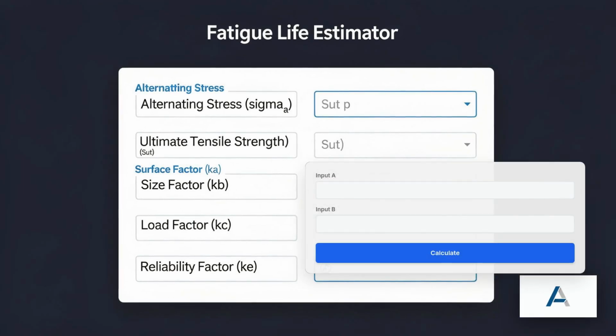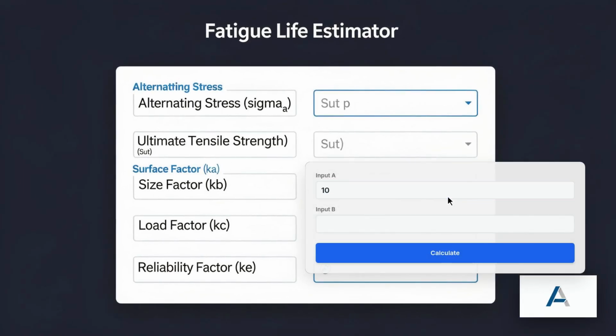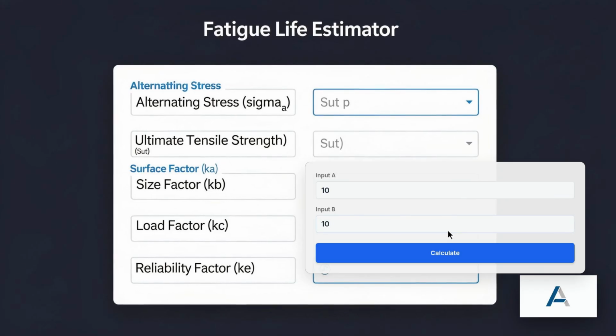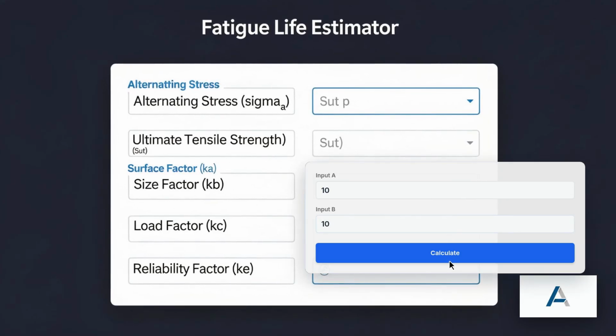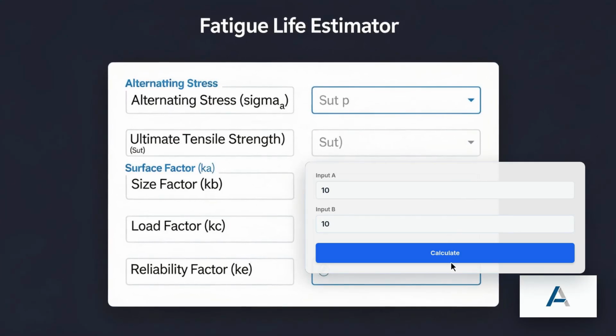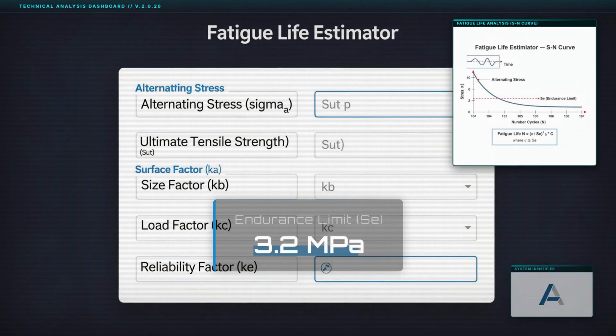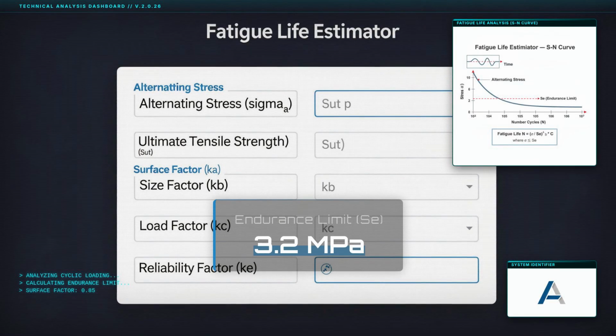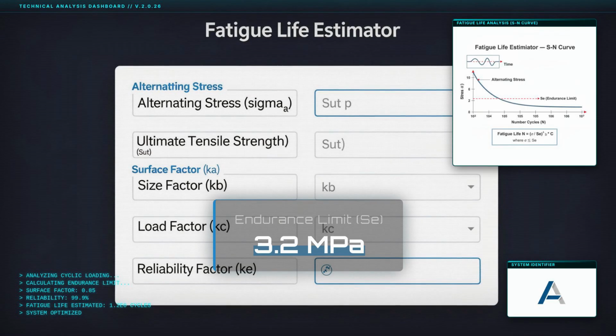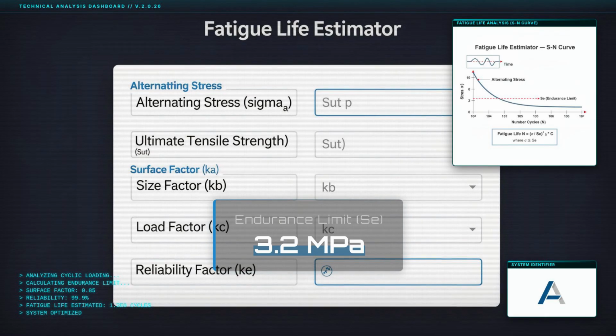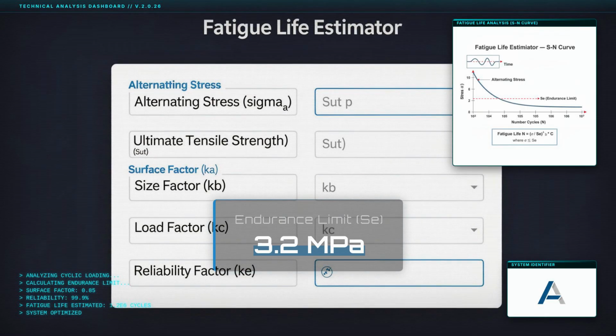For our example, I'll enter an alternating stress of 10 megapascals and ultimate tensile strength of 10 megapascals, keeping all factors at their default values. After clicking Calculate, we get two critical results. The endurance limit C equals 3.2 megapascals, representing the stress level below which infinite life is theoretically possible.